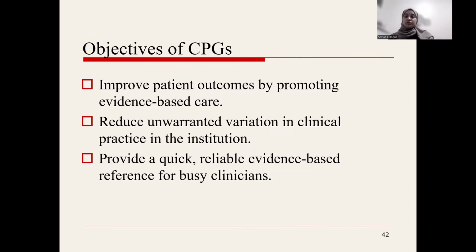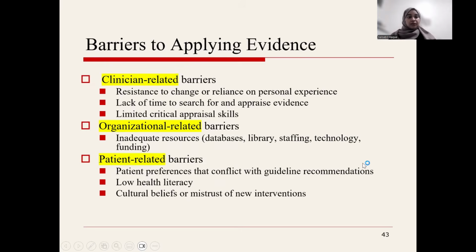Okay, so what are the objectives of clinical practice guidelines? It's to improve patient outcomes and reduce unwarranted variations. Research changes all the time, but you can't really change your guidelines all the time, right? I mean, you can, but if you have a proper way of making that change, you reduce the unwarranted variation in clinical practice, okay? And it's obviously evidence-based.